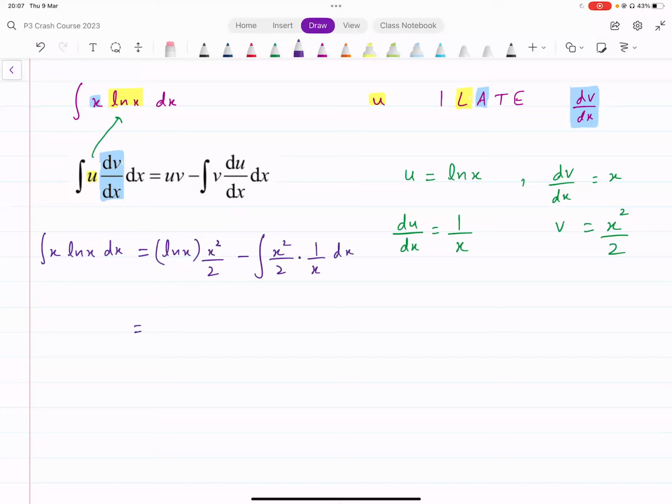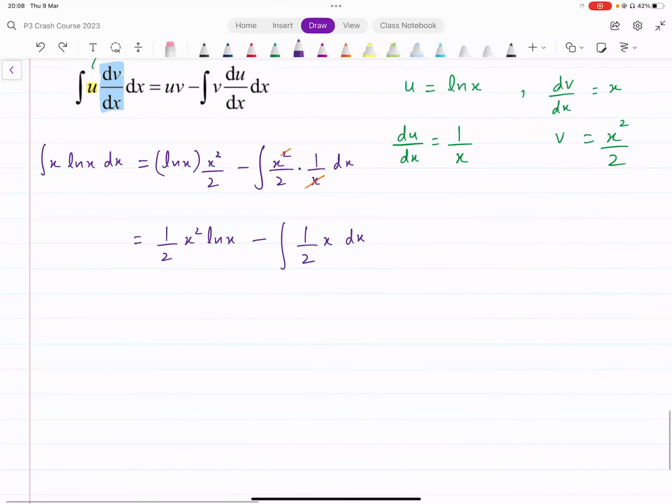Let's simplify this. This gives us 1 over 2 into x squared into ln of x. Subtract from this. So if we cancel this out, it becomes just x. And we have 2 here. So we could write this as integral of 1 over 2 times x with respect to x. We could also write this 1 over 2 outside if we wanted. So you can do that if you want, or you can leave it inside. That's your choice.